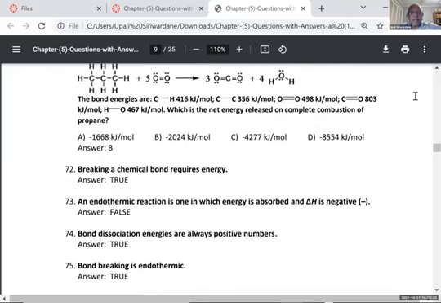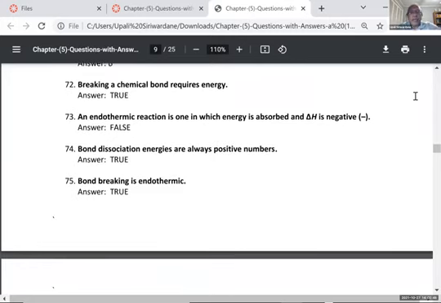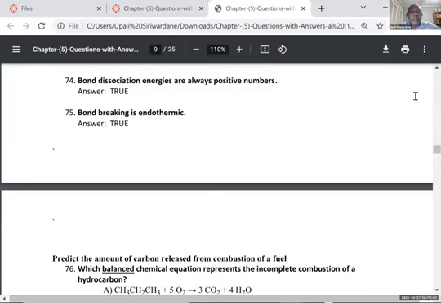Breaking chemical bonds requires energy. That's true. An endothermic reaction is one in which energy is positive, and exothermic is negative. Bond dissociation energies are always positive. That's true. Bond breaking is endothermic. True. Bond breaking absorbs energy.